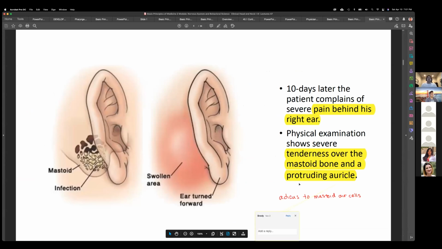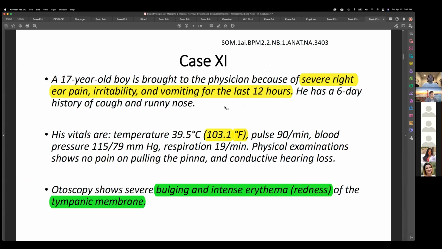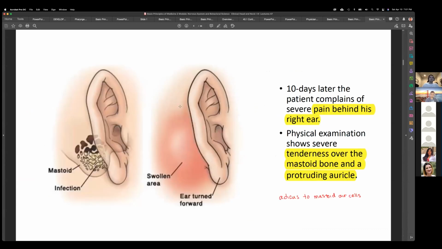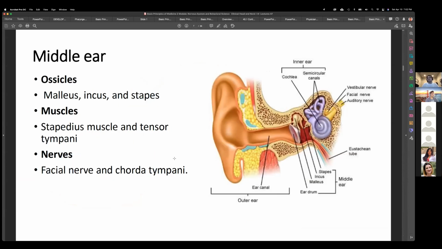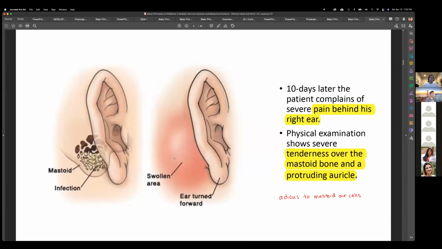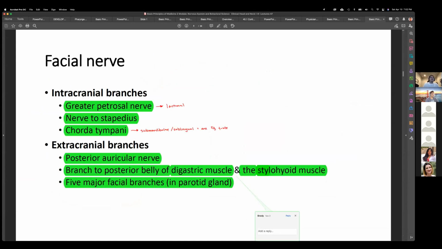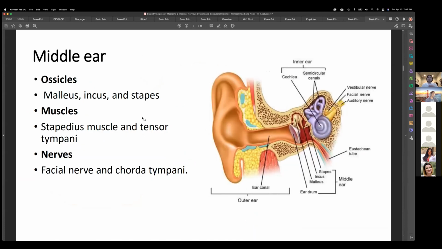All right. So a lot of times if you get some sort of middle ear infection or outer ear infection, it could drain into the mastoid, those air cells that are behind, and you get swelling back there. I guess it's more middle ear that would make sense. Yeah, it gets back there. Remember the facial nerve, that chorda tympani branch is going to travel through the middle ear.